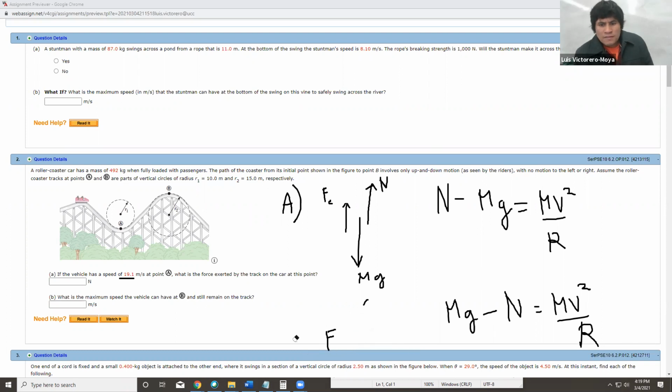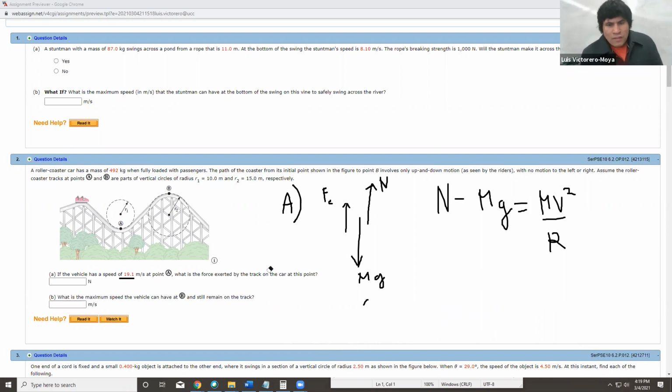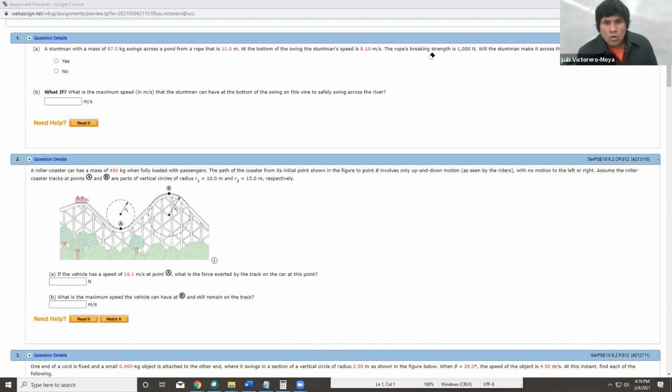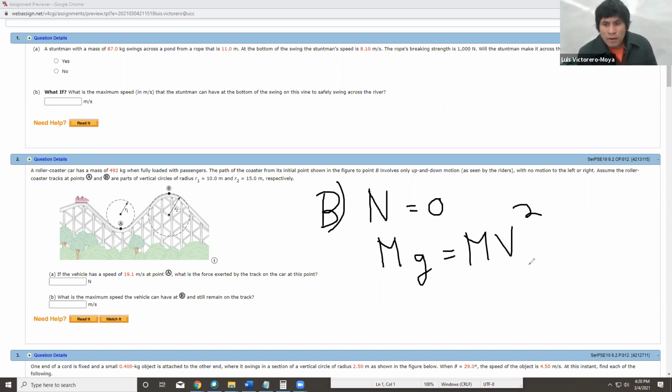For part B, it says, what is the maximum speed so it remains on the track? Well, we've done that before. The maximum speed will be when the normal is 0. That means when mg is equal to mass times v squared divided by r. So you don't need the mass. You have the value of r for this, and you can find the speed like that.